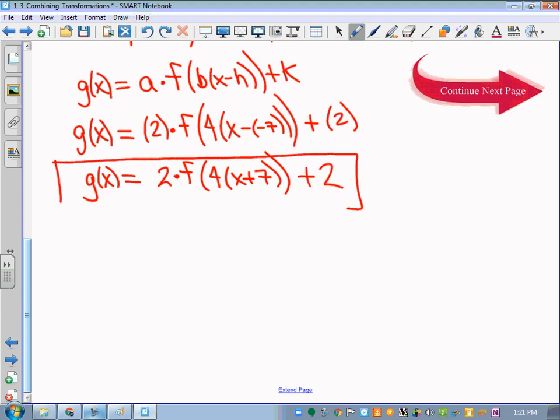Now, this particular form would transform any f of x the exact same way. And if we wanted the specific function we looked at, they would have to either tell us or we could determine what the actual equation for f of x is, and then we could use our function notation to come up with the equation for g of x.